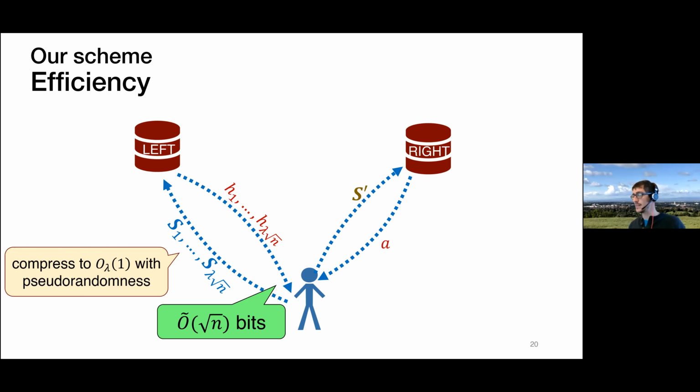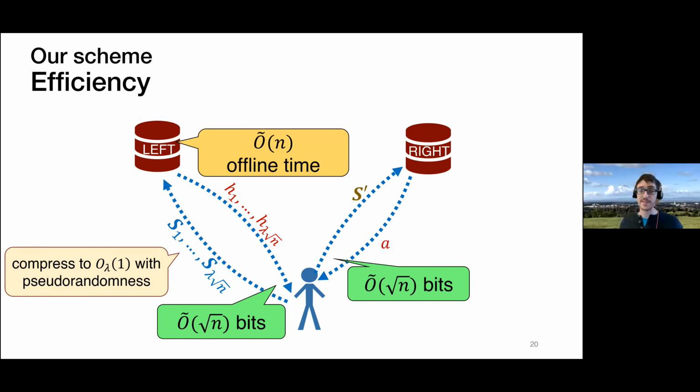Then in the online phase, the client just needs to send a single set to the right server, and the size of the set is about square root n, and you get just a single bit in return, so the communication in the online phase is also square root of n. In terms of the server work, in the offline phase, the server needs to process all these sets, and so you get quasi-linear offline time for the left server. And then in the online phase, the right server only needs to process a single set, and this requires only square root n time.